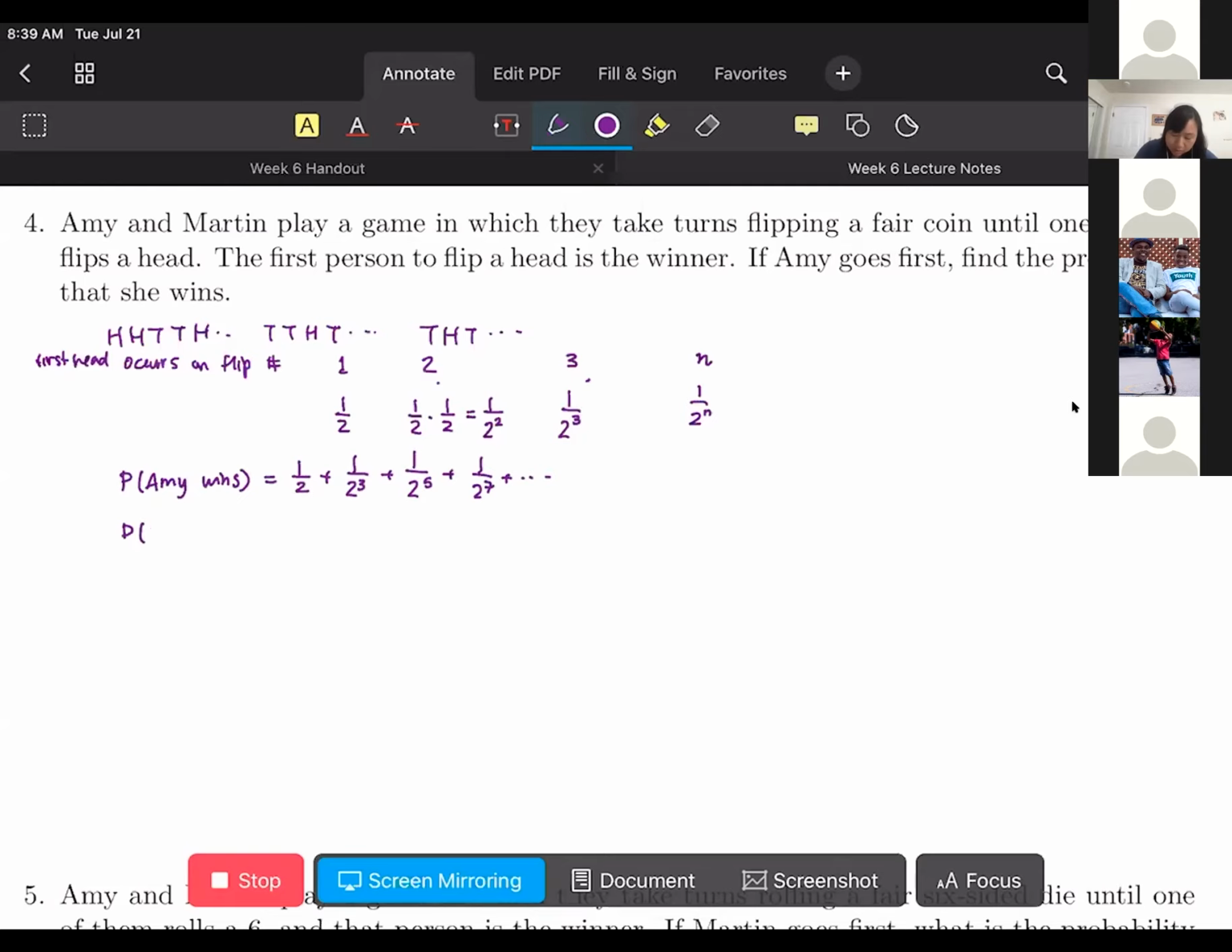Similarly, the probability that Martin wins is equal to the probability that the first head lands on an even numbered flip. So that's the head lands on flip 2 or flip 4 or flip 6 or flip 8 and so on. Any questions so far?